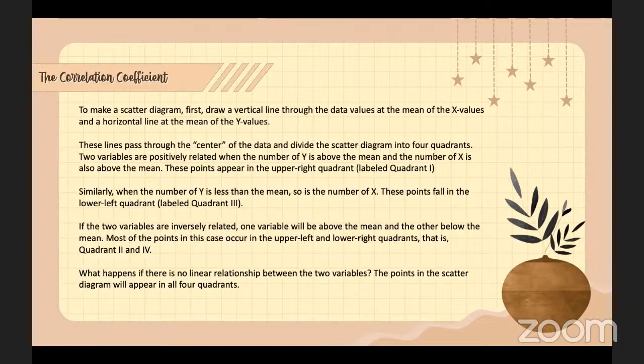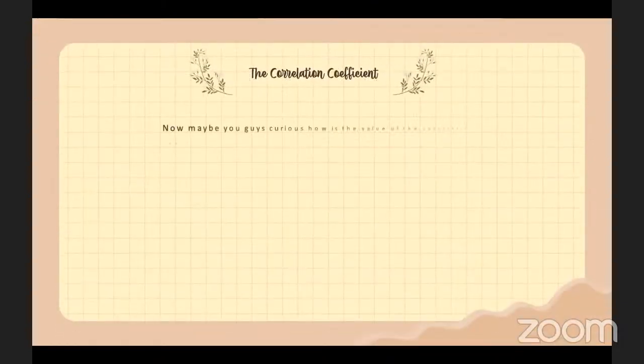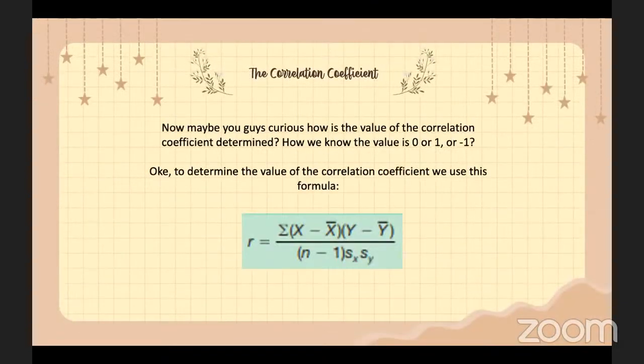Now, maybe you are curious, how is the value of the correlation coefficient determined? How do we know the value is 0 or 1 or maybe -1? Okay, so to determine the value of the correlation coefficient, we use the formula shown below. And we will use the Copier Sales of America data as an example.